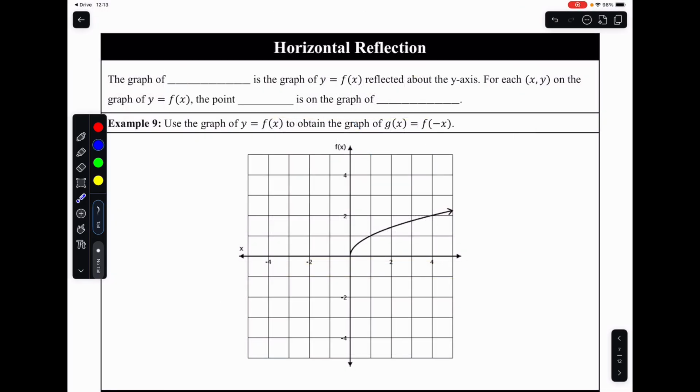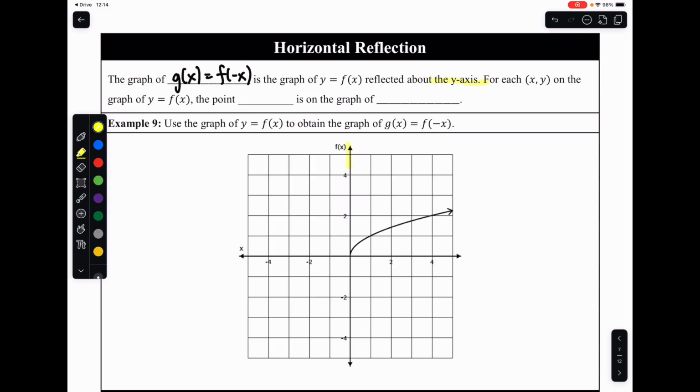Let's now continue with horizontal reflections. The notation for a horizontal reflection still involves a negative sign, but the negative sign, for g of x, will be applied to the x this time. So this time we're not multiplying f of x, we're multiplying only the variable x, so the input value. This is going to result in reflecting the graph across the y-axis.